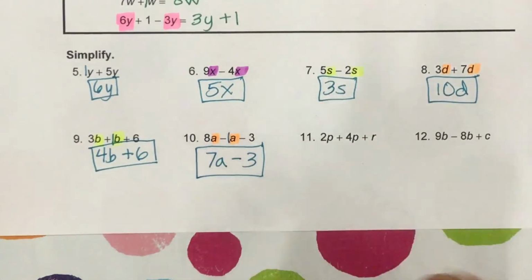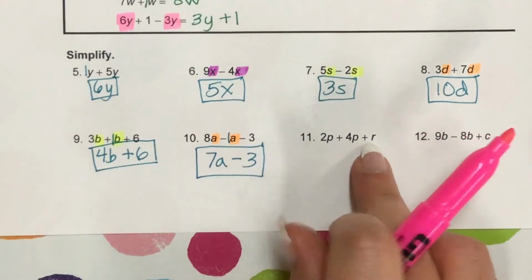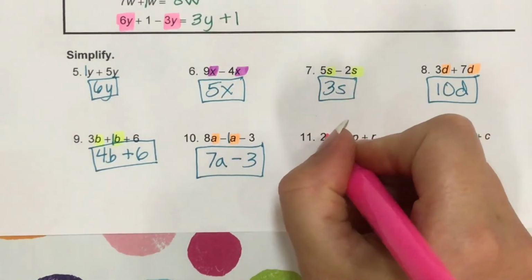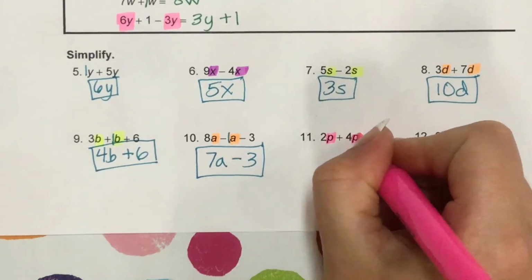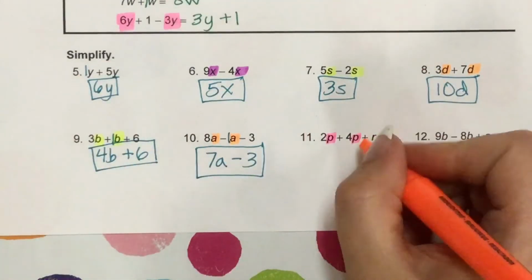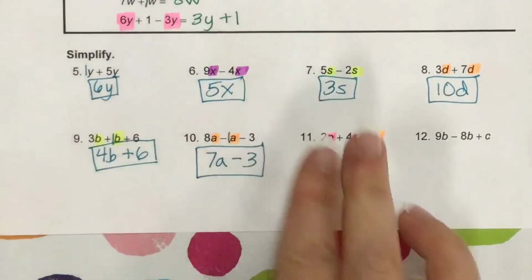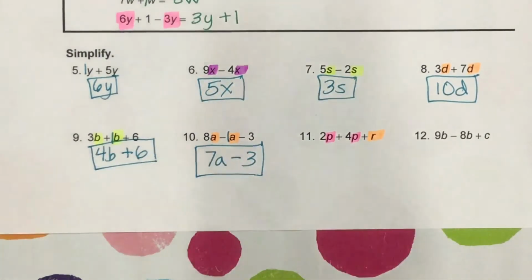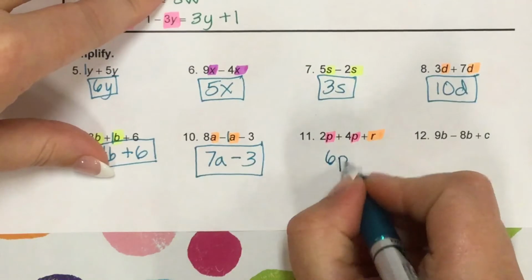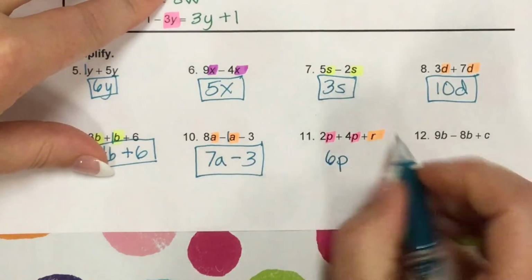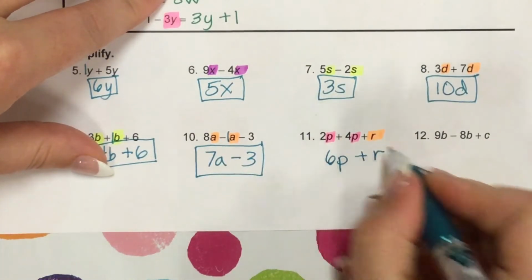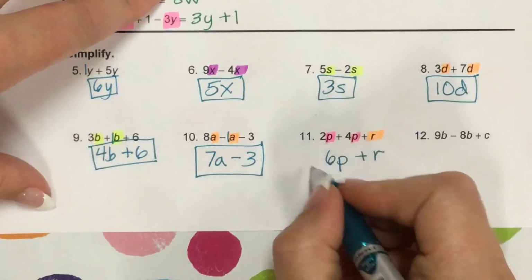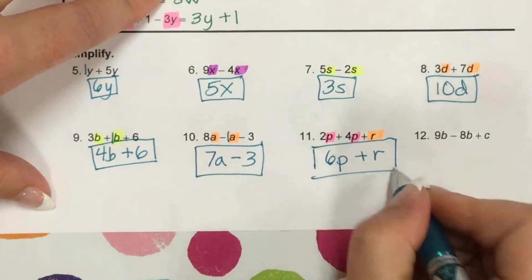Okay, move on to number 11. We have 2p plus 4p plus r. There is a p here, there is a p here, and then there is an r. So the p's are the only like terms. So we can go 2 plus 4, which is 6p plus r. But we can't combine the p and the r because they're not like terms. So that's our final answer there.